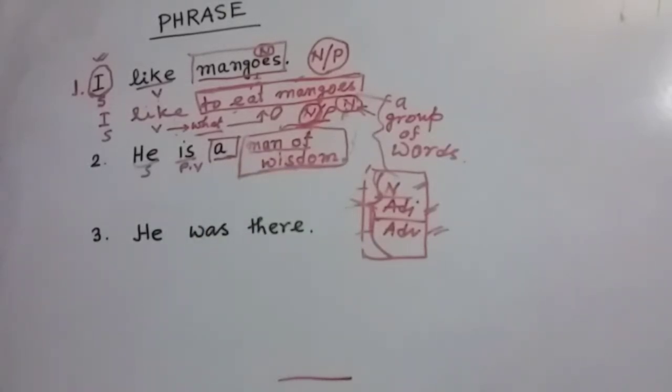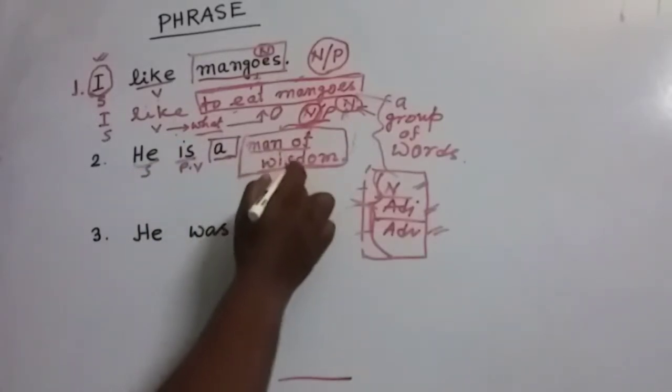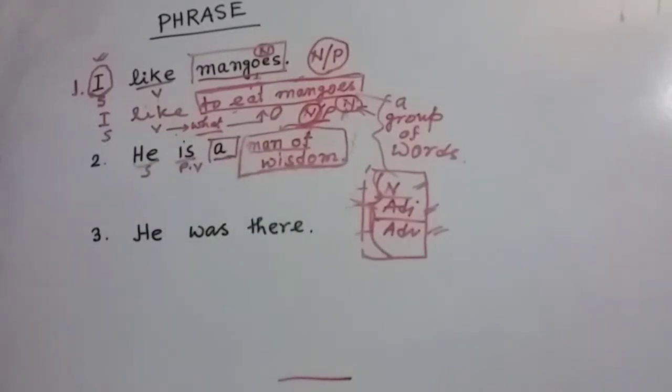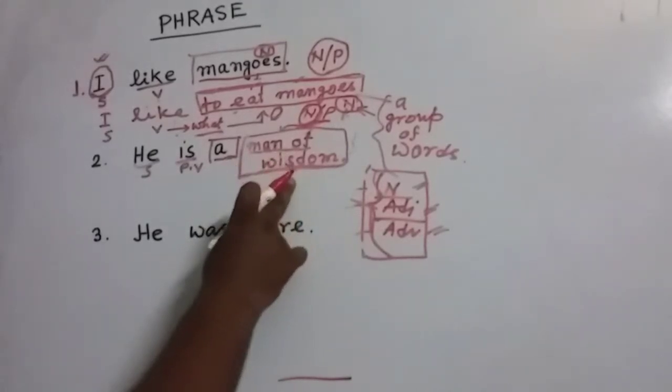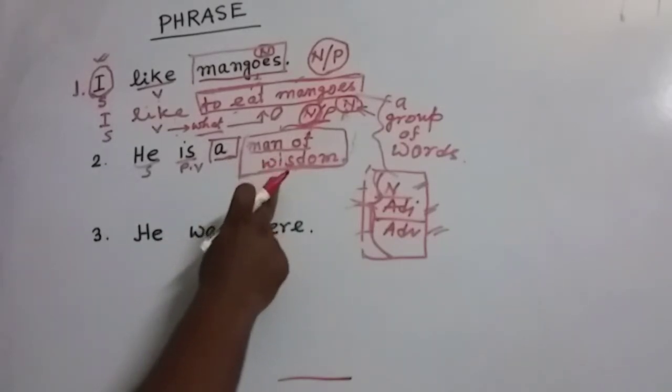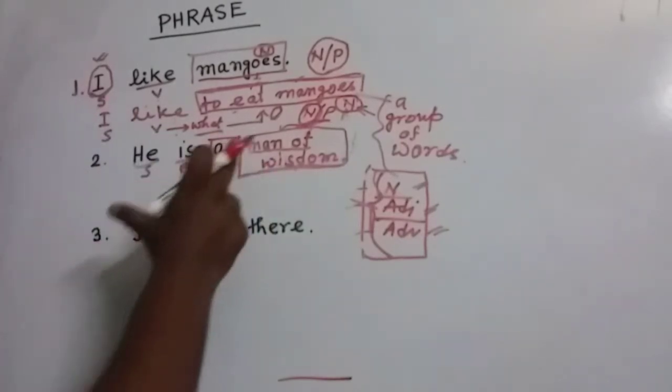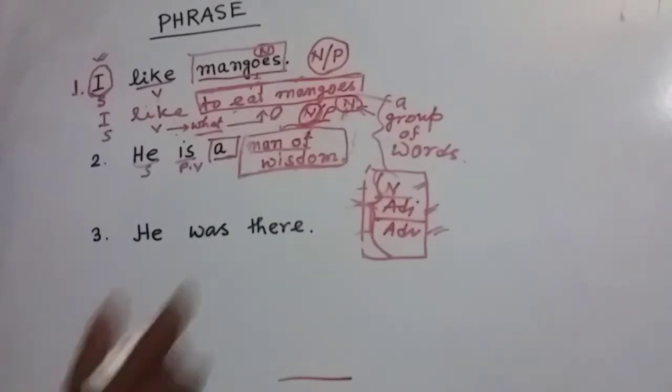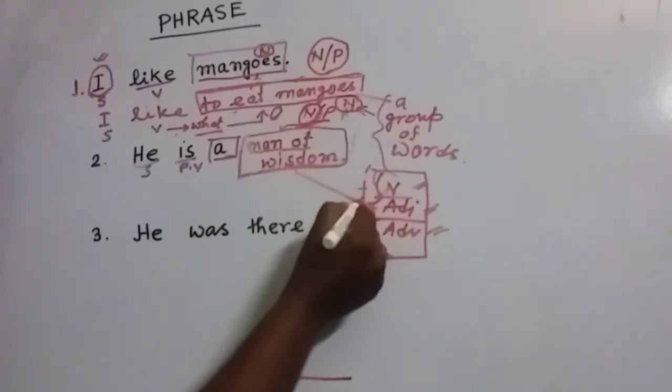Or you can say, my dear friends, we can replace this word by wise. Wise is purely an adjective, and this group of words can be replaced by wise. So obviously it's an adjective. But my dear friends, it is a group of words. So it will be called the adjective phrase.